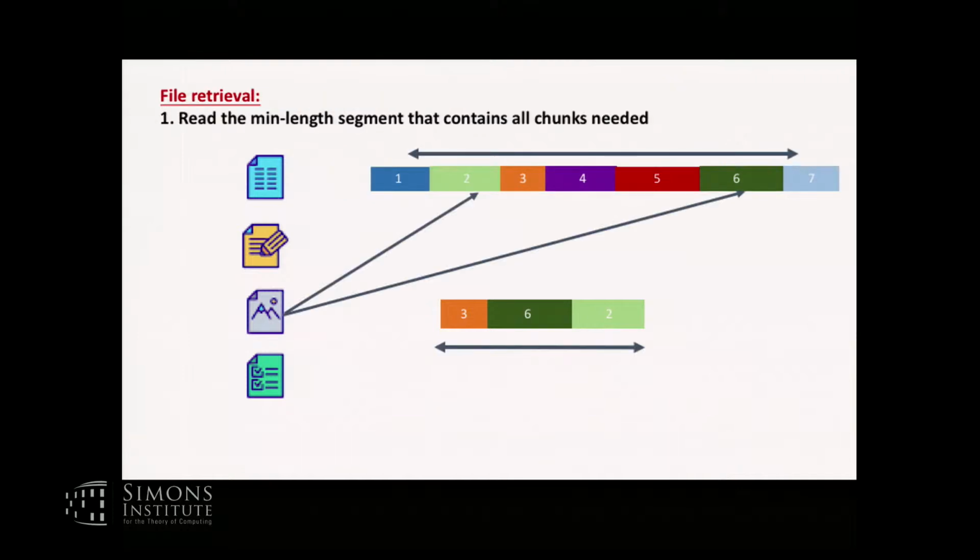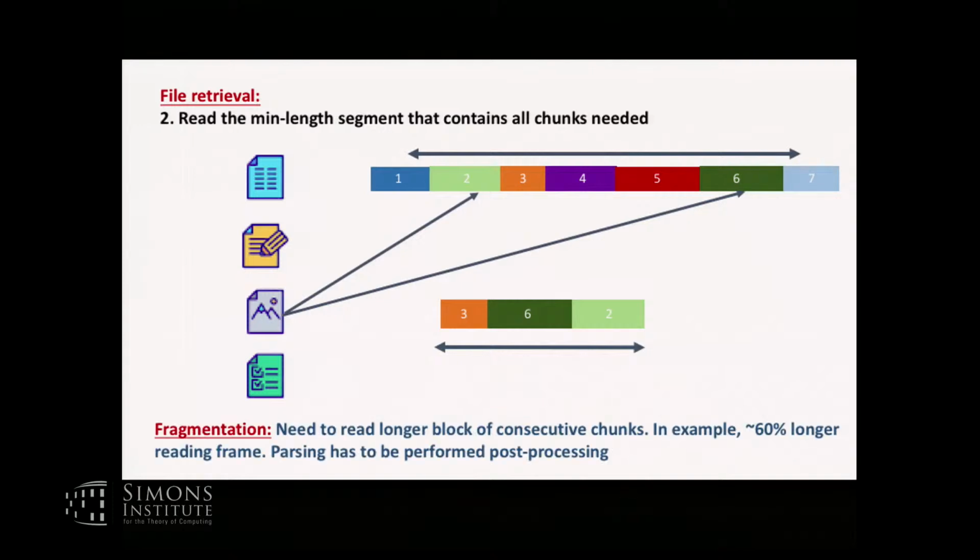And how do people really deal with this fragmentation issue? There are many, many papers written about how you get the original file back when you have this fragmentation problem. And most papers discuss this retrieval approach. They say just retrieve the whole segment of data chunks such that you cover all the chunks that you need. So if my file was 362, I will read everything in the chunk store in a way that I get 362. What that means is I'll need to read a much longer block of consecutive chunks. In this case, 60% more of a reading frame.